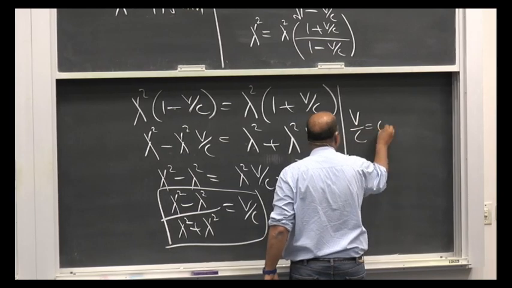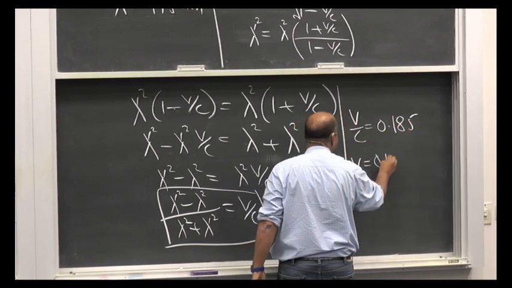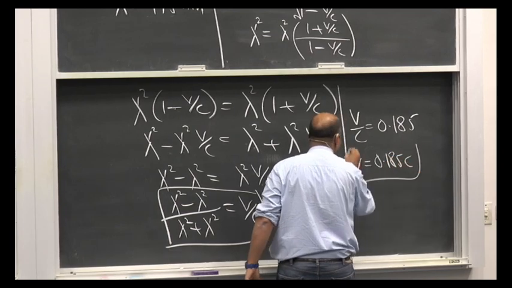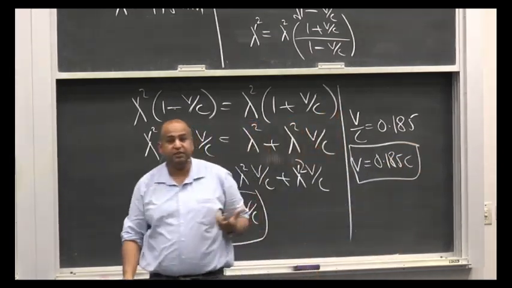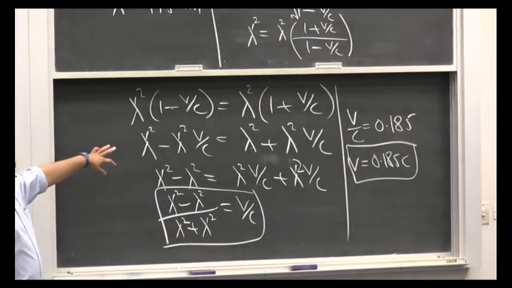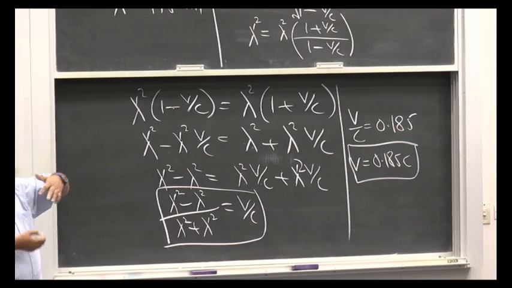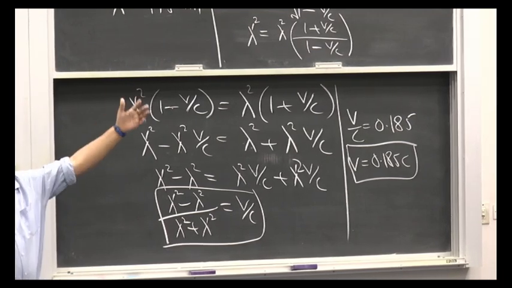0.185 c. V by c is 0.185, or v is equal to 0.185 c. This is a huge speed, huge. It's about 20% of the speed of light. So this is the speed at which this galaxy is receding from us.